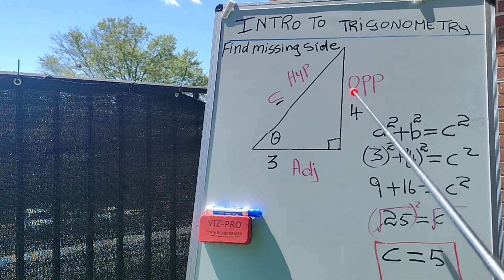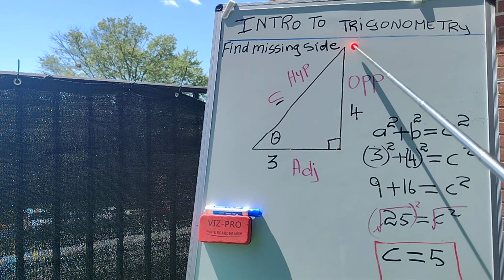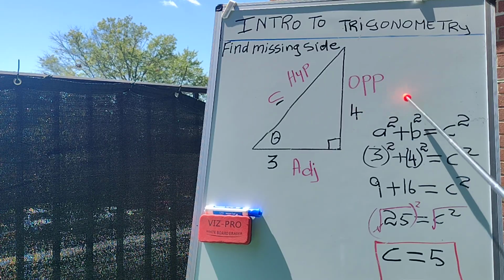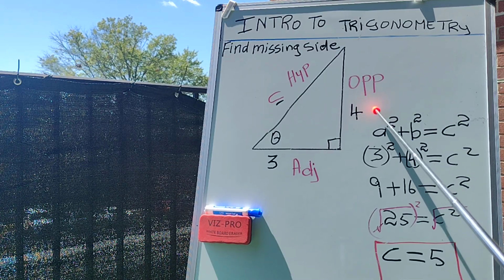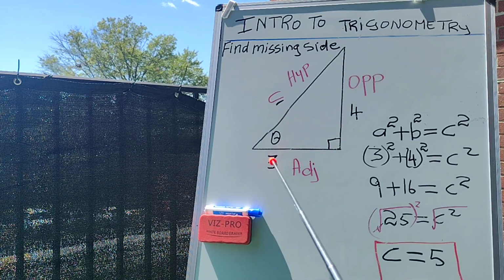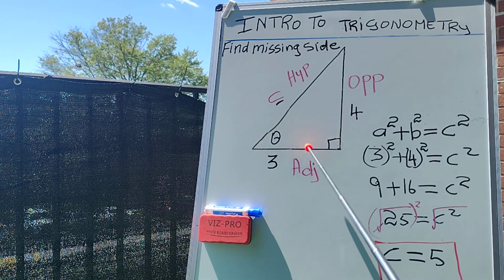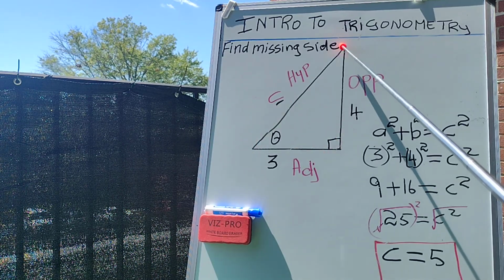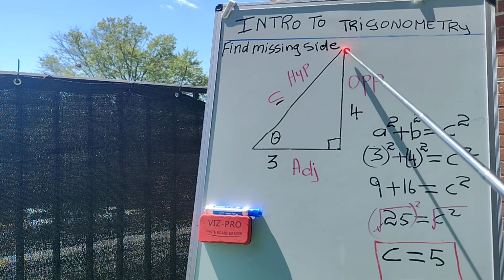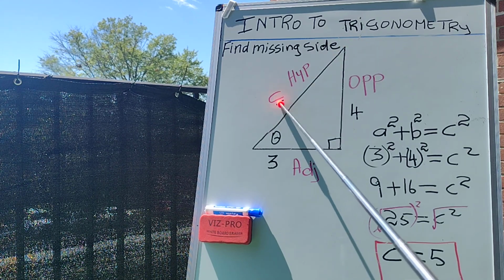Now, if you take a look at this right angle triangle, the distance from here to here is 4. We can say it's 4 centimeters or 4 meters. It depends on which measurement you are working with. Okay. Now the distance from here to here is 3. Now notice that from here, which is the hypotenuse, this distance is missing. So we have to find the C.